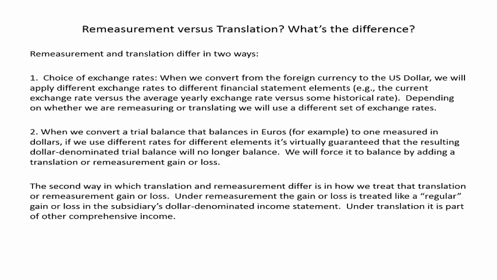Again, the translation gain or loss and the remeasurement gain or loss don't exist in the subsidiary's euro-denominated trial balance or their British pound-denominated trial balance. That gain or loss doesn't exist in the subsidiary's accounting system. It only exists when we convert the foreign trial balance to US dollars. So it's strictly a creation of our worksheet process.